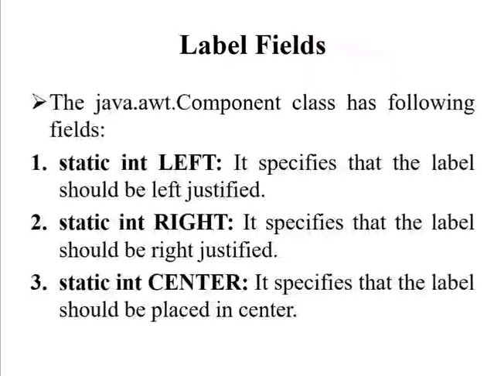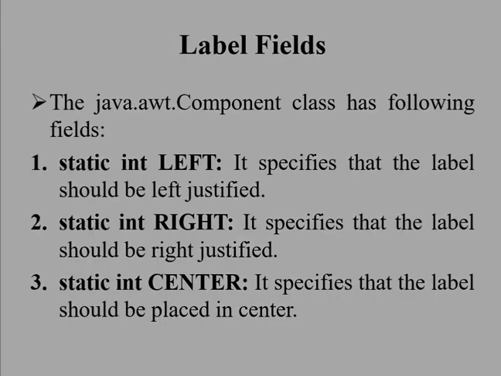Next one is Label(String text), that is, it constructs the label with a given string, left justified by default. Next one is Label(String text, int alignment), that is, it constructs a label with the specified string and the specified alignment. These are all about the Label class constructor.